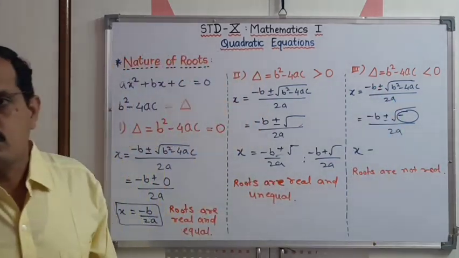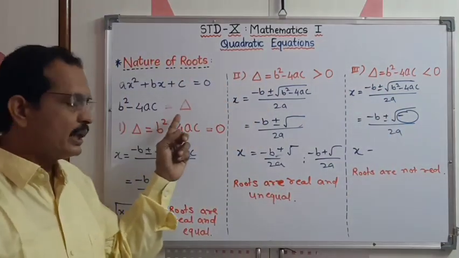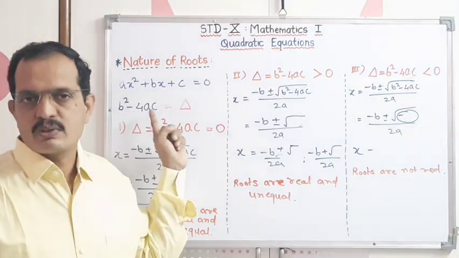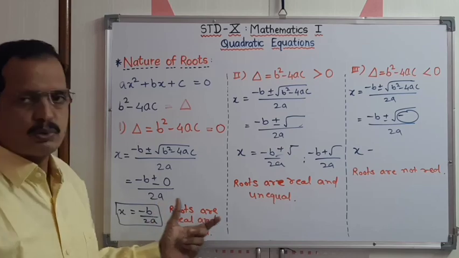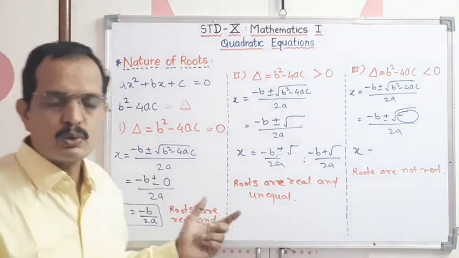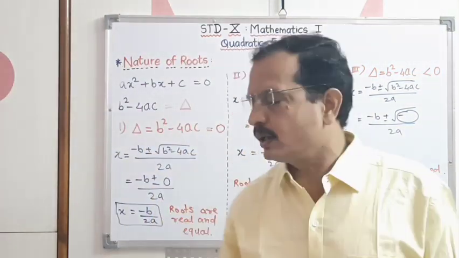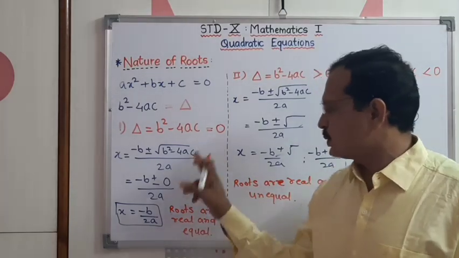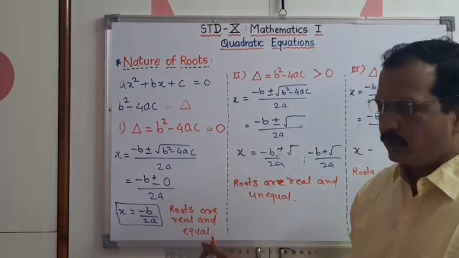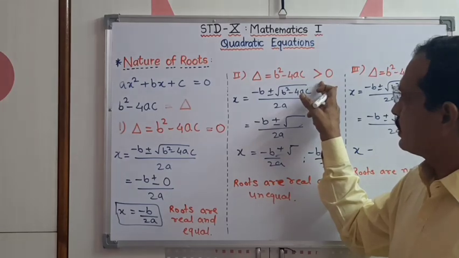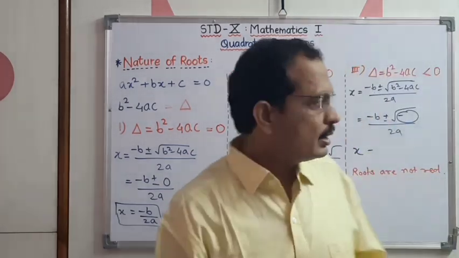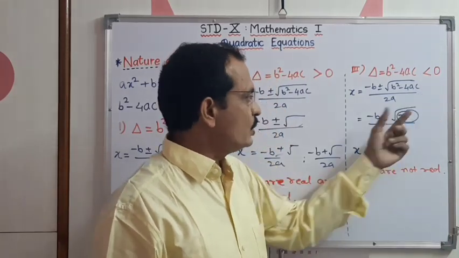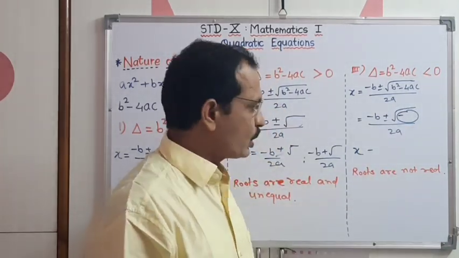Therefore, from observing the values of delta, that means the values of b square minus 4ac, we can find out the nature of the roots. This nature of the roots depends upon the value of delta. Delta is equal to 0, then the roots are real and equal. Delta is greater than 0, then roots are real and unequal. And the third condition, delta is less than 0, then the roots are not real.